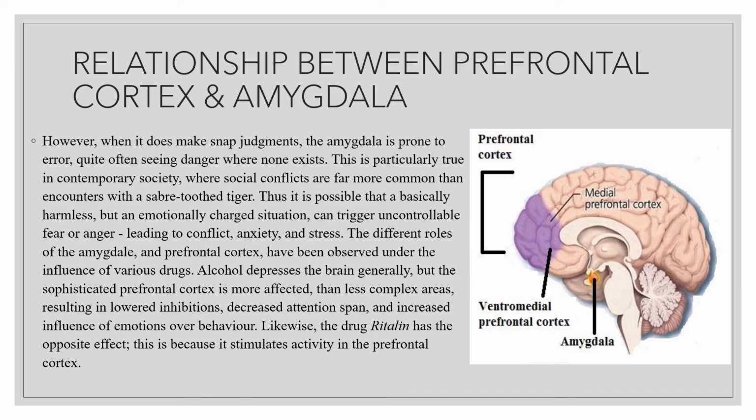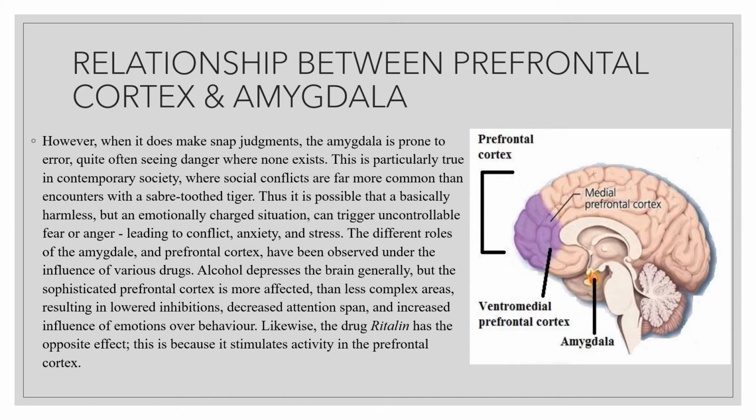However, when it makes snap judgments, the amygdala is prone to error, quite often seeing danger where none exists. This is particularly true in contemporary society, where social conflicts are far more common than encounters with a saber-toothed tiger. Thus, it is possible that a basically harmless but emotionally charged situation can trigger uncontrollable fear or anger, leading to conflict, anxiety, and stress.